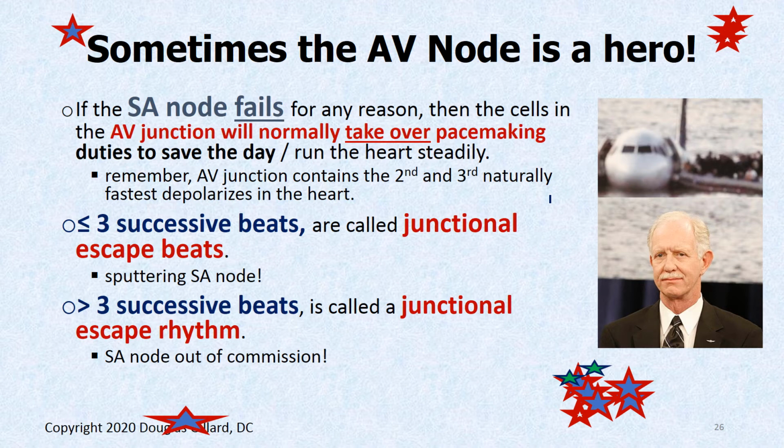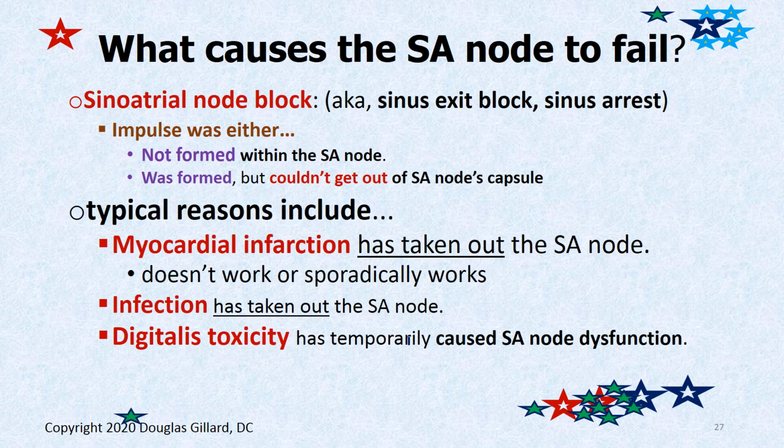And once it takes over the duties, you're said to be in an escape rhythm, specifically a junctional escape rhythm. By definition, you have to see more than 3 consecutive beats coming from the junctional region to be an escape rhythm. If it's just occasional, every now and then you see 1 beat, 2 beats, and then it goes normal for 5-10 minutes, and then another 1 or 2 comes back, that's called just a junctional escape beat if you just see one of these things. I'll show you examples here in a minute.